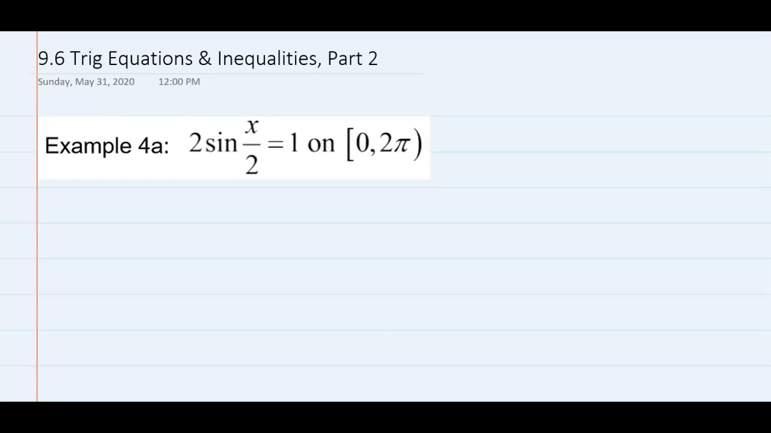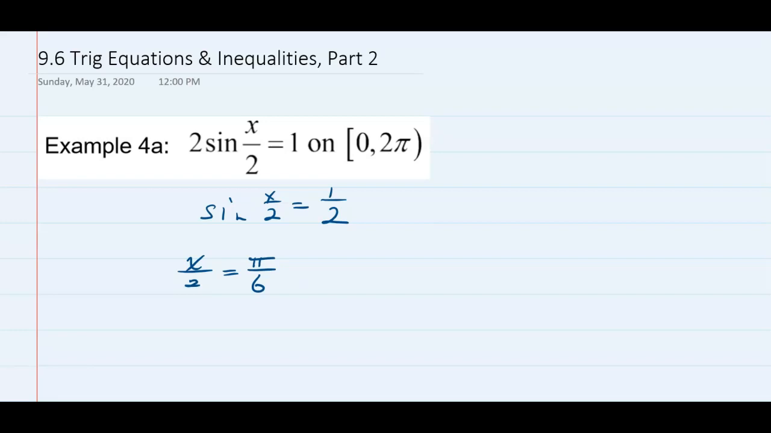The 2 sine of x over 2 is equal to 1, and our constraints are what we've had before. And what we're going to do here is isolate the sine of x over 2 by dividing by 2. And so we see that the sine of x over 2 is equal to 1/2. In this particular example, because the sine of an angle being equal to 1/2 is a well-known angle, we can actually determine from this that the angle x over 2 must be equal to pi over 6.